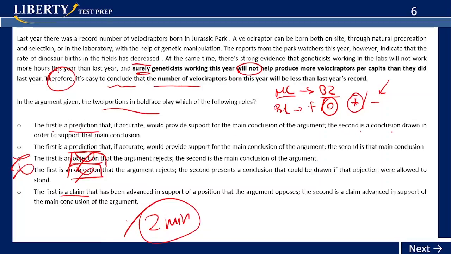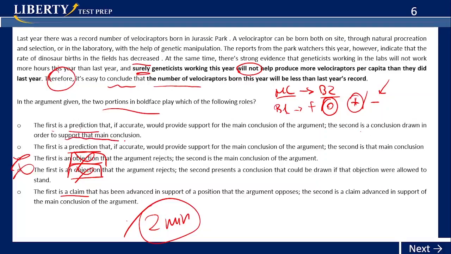The second is a conclusion drawn in order to support that main conclusion. False. Why? Because the second is the main conclusion. It is not supporting anything else. The second one, being the main conclusion, receives all the support. The main conclusion does not support anything else. It just receives support. So this is false.